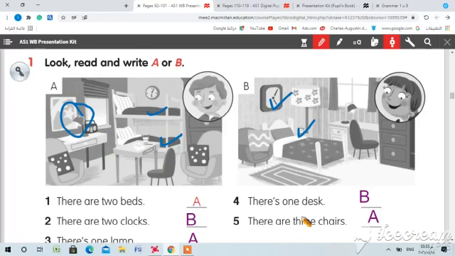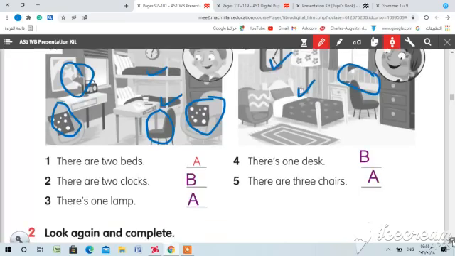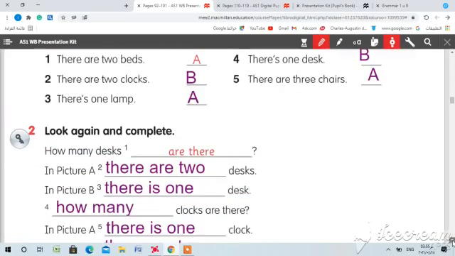Number 4, there is 1 desk. B, this is a desk in picture B. Now, number 5, there are 3 chairs. 3 chairs in picture A. This is number 1, this is number 2, and this is number 3. Write the letters, then move to question number 2.